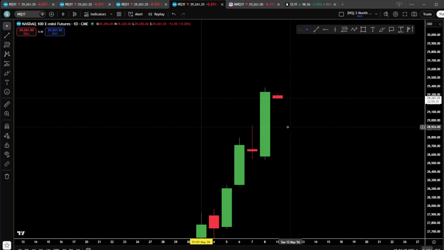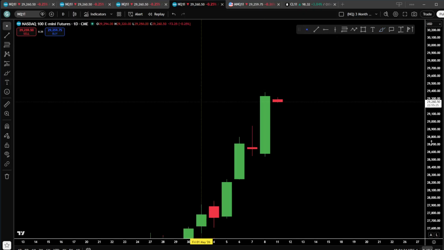So in terms of premium target, we'll look at some standard deviations when we look at the lower time frames. But the idea here, the daily chart is pretty clear. There's not that much to talk about here.